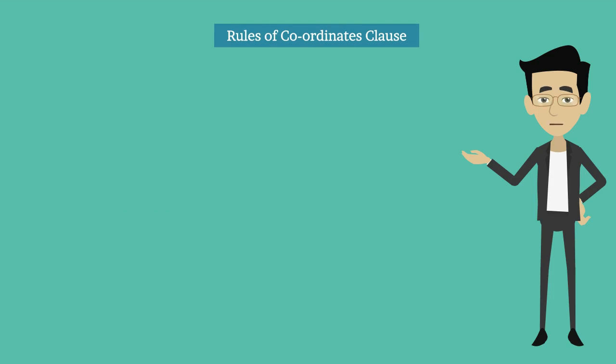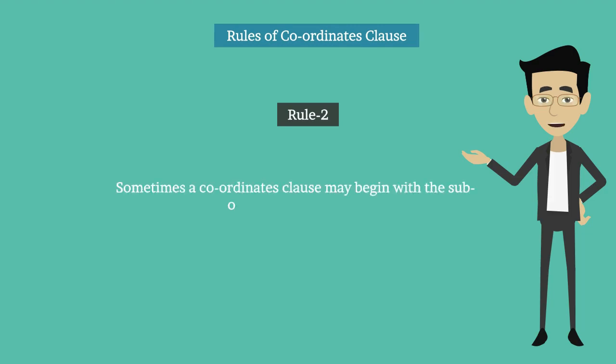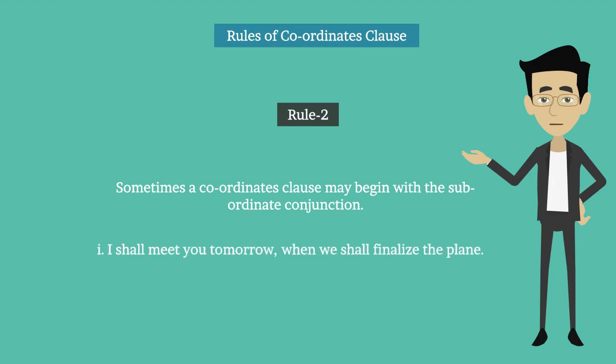Rule number 2. Sometimes a coordinate clause may begin with a subordinate conjunction. For example, I shall meet you tomorrow when we shall finalize the plan. In this sentence, when means and then. So the clause beginning with when is a coordinate clause. I found a purse which I brought home. In this sentence, which means and it.